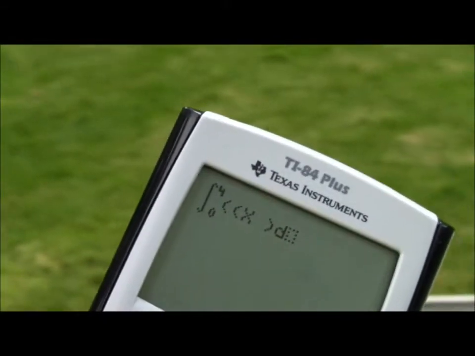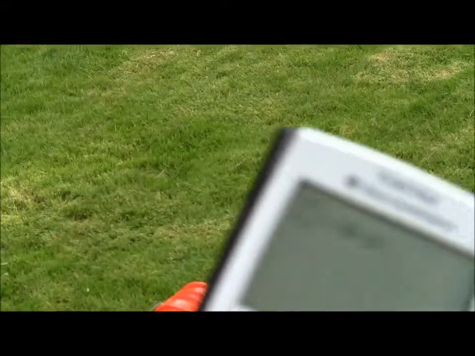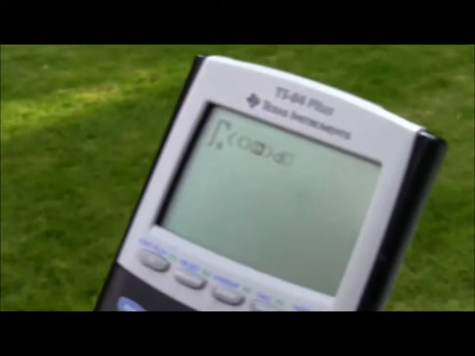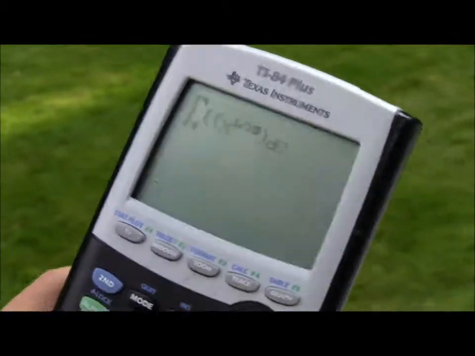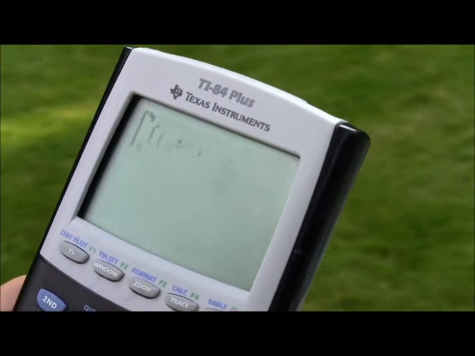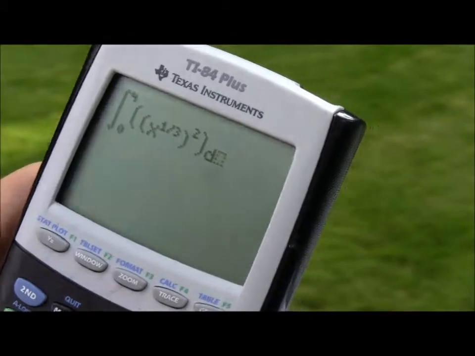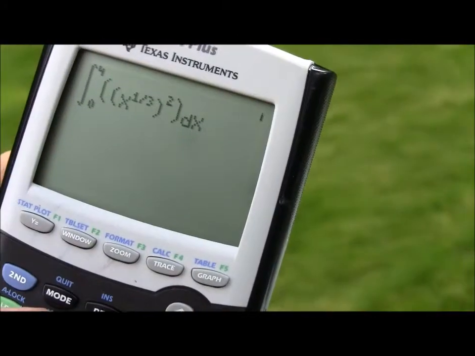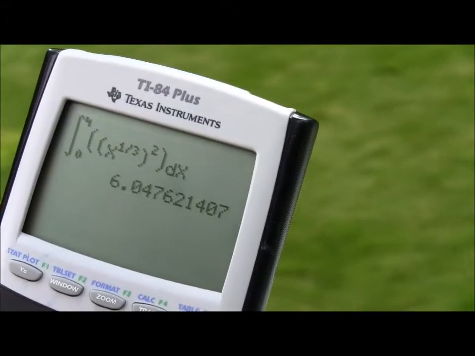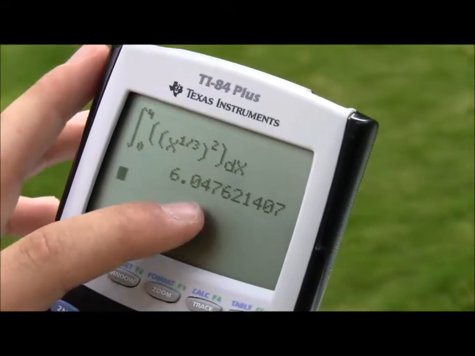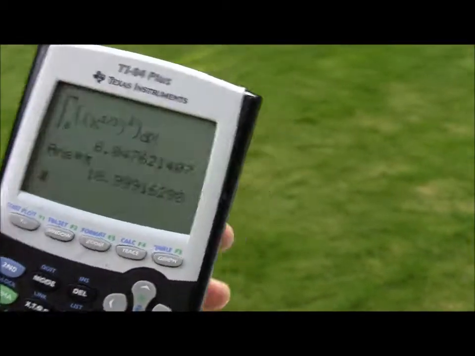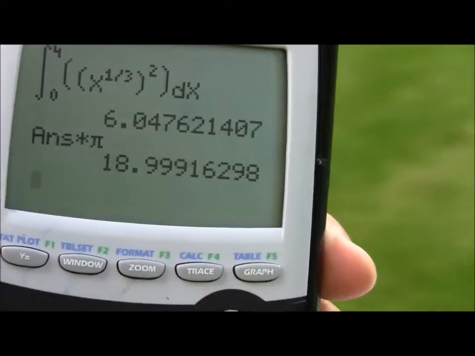Our function is parentheses y. Now the calculator's not as smart as we are, so the only variable we can use is x, but we know it's in terms of y. So x to the power of 1 divided by 3, and square that whole thing. Make sure you put the variable in here, or else the calculator will mess up. It'll take a while. Alright, perfect. So it's 6.047, but remember, we have a pi in front of everything, so we'll multiply this whole thing by pi, and that's our final answer, 18.999.